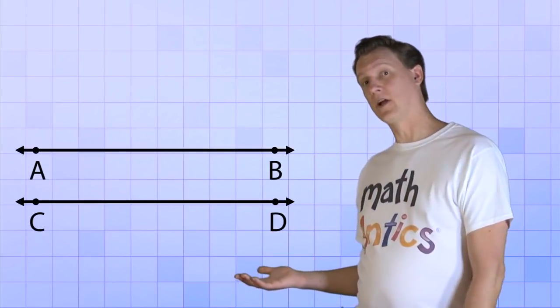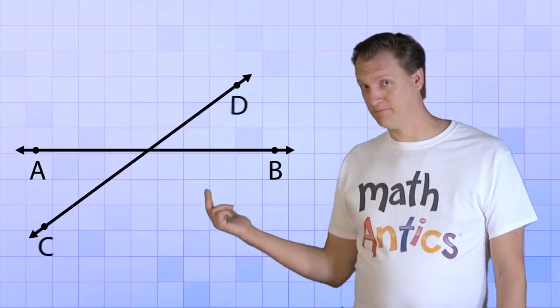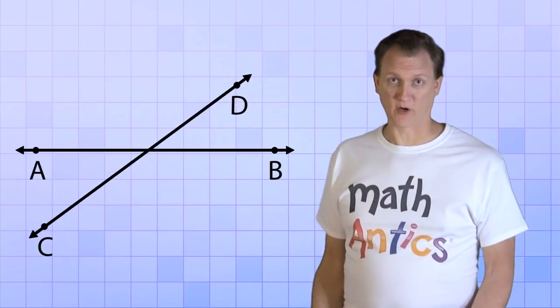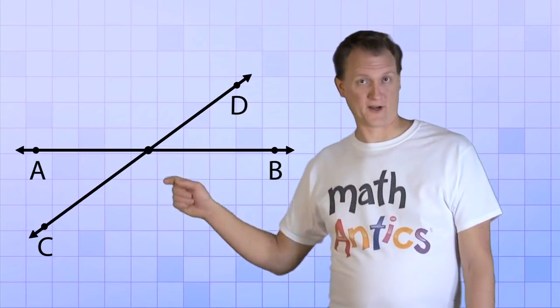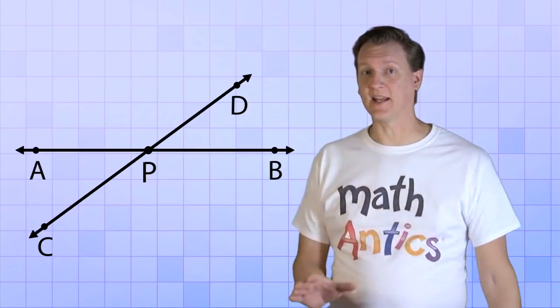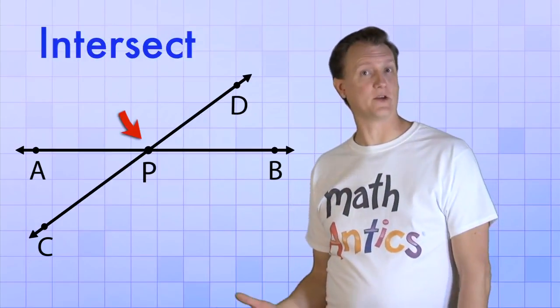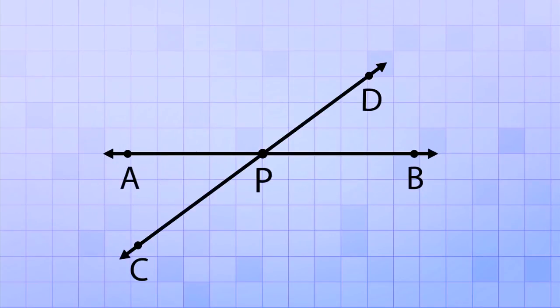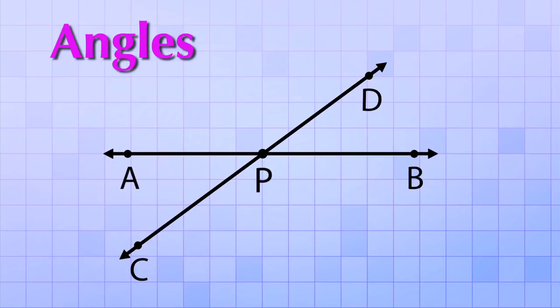But what if I take one of our lines and give it a little nudge? Now the lines aren't parallel anymore. In fact, they cross at this point right here. Let's name it point P. When lines cross at a point like this, we say that they intersect, and we call the point an intersection. And when lines intersect, they form angles. You can think of the angles as the spaces or shapes that are formed between the intersecting lines.